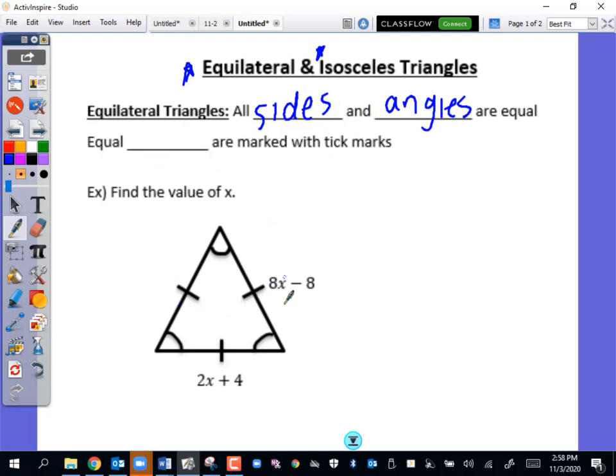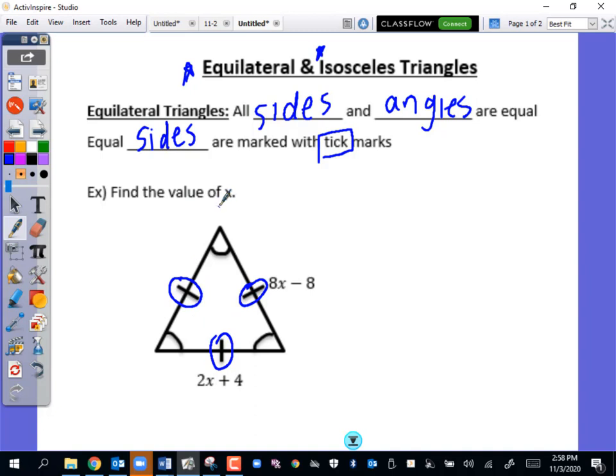And so when we're looking at this picture, how do I know which of the sides are equal? Well, equal sides are marked with tick marks. Tick marks are these little lines on the sides right there. Any side that has the same number of tick marks on it means that they are equal. Since there are tick marks on all the sides, all the sides in here are equal, okay?